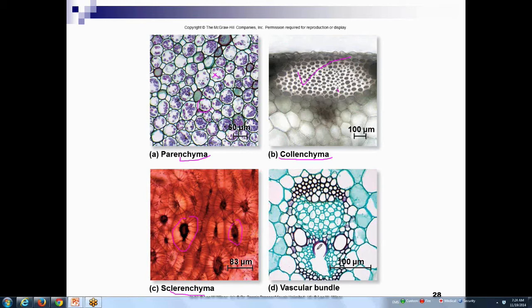And then we have the vascular bundles. Of course, this is xylem and phloem all bundled together. Xylem has a thicker diameter. Phloem has a thinner diameter. So guys, this would be phloem here and here.